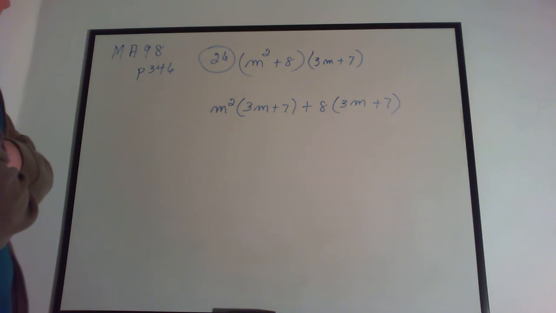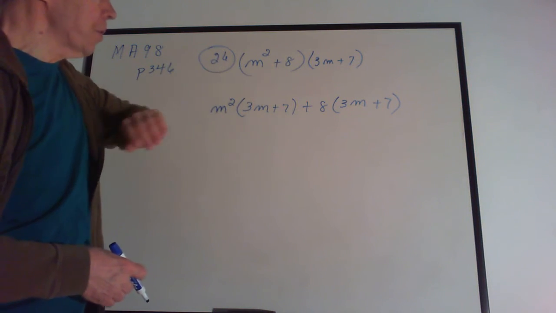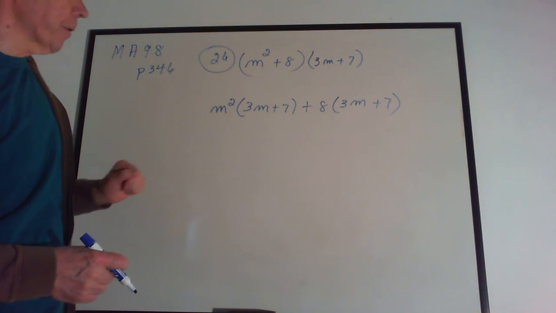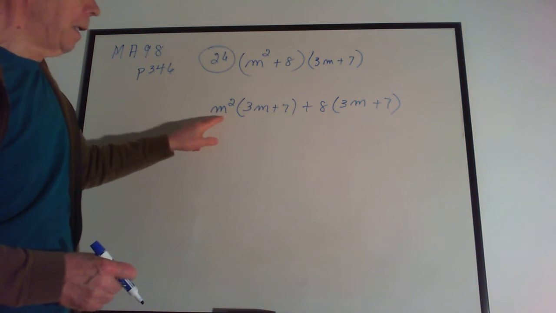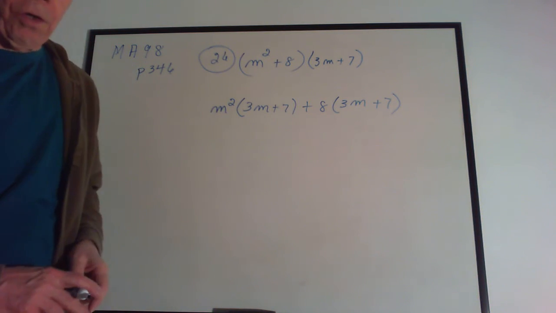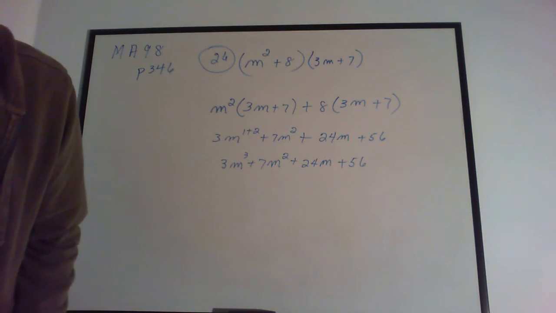All right, now I'm going to go on to page 346, number 26. You've got two sets of parentheses. What it's telling you to do is multiply everything inside the second set of parentheses by m squared, and then everything inside the second parentheses by 8. So pause the video and try it and see how you do.